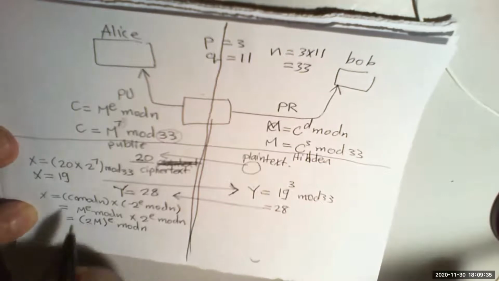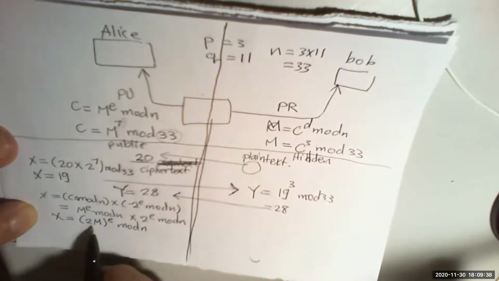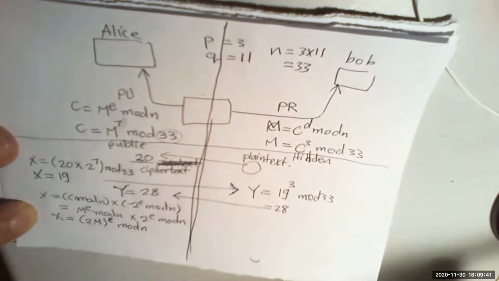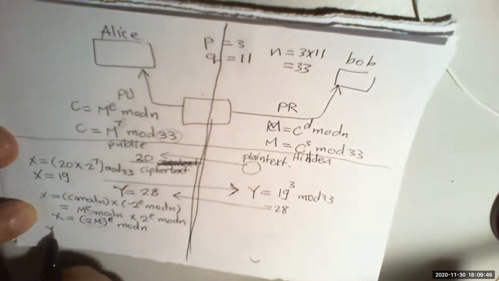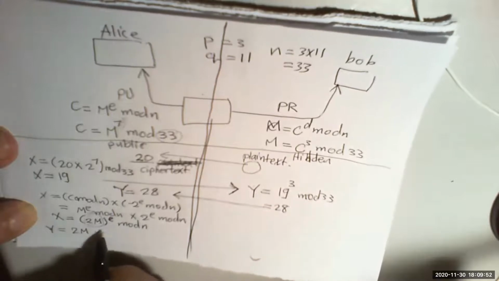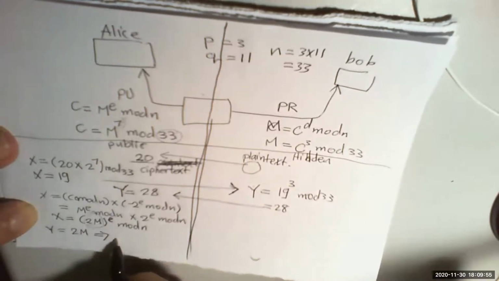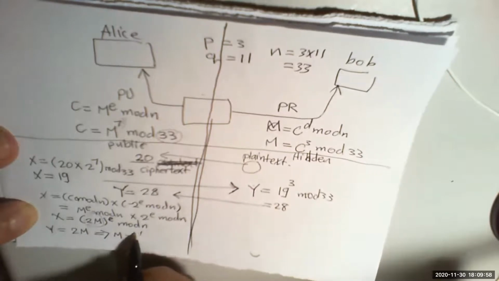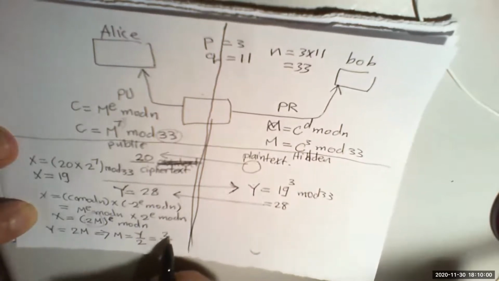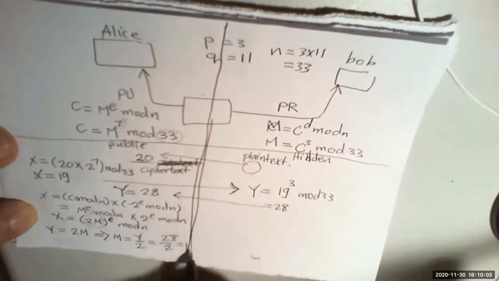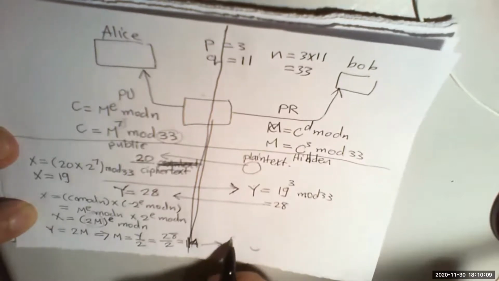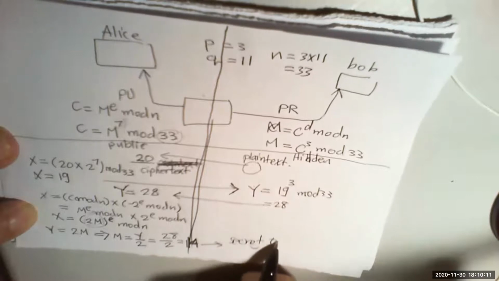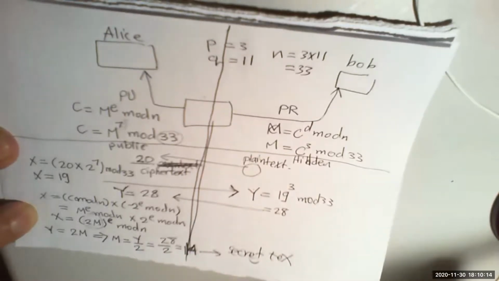Now I know that y, because this is x equal to m to the power e mod n, this means this is y. I know that y equal to 2m. This means that m is equal to y over 2, which is 28 over 2, which is 14. 14 is the secret text.